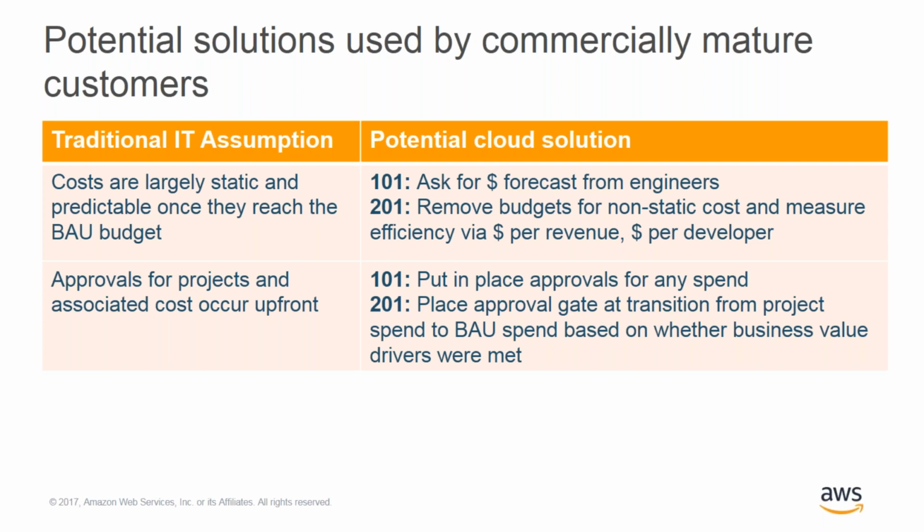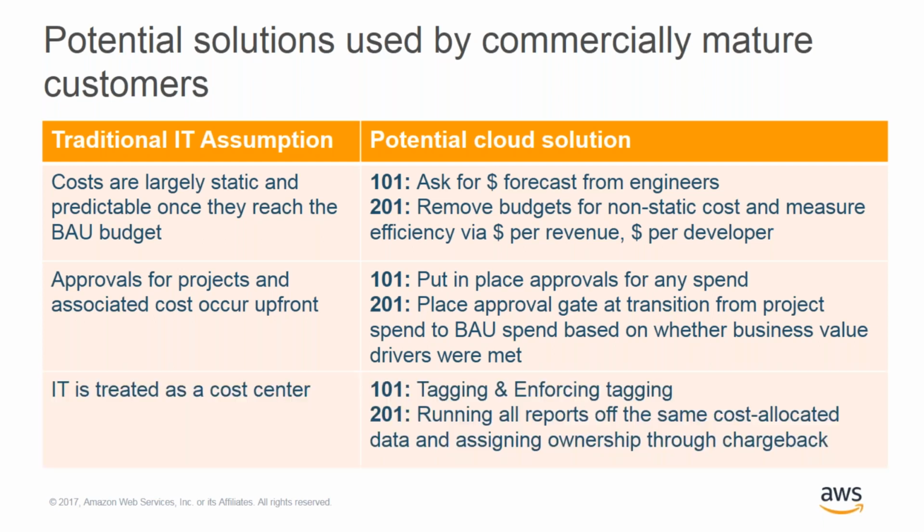And so other customers who have evolved this process do things like placing approval gates at transition from project spend, so when it's testing and innovating and trying things out, between the project and BAU spend. When it's baked into BAU spend, there's an assessment of whether the business value drivers were met, and if they were met, then all good, approved to go ahead into BAU spend. So before I move on, that requires a bit of interaction between finance and engineering, and I've seen for customers where that occurs, the best outcomes are realized.